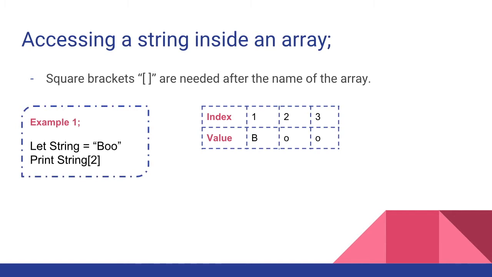So if every character becomes an element of an array, in this example of the string boo, the table will show what the array would look like. If the string is accessed as an array, the pseudocode would look like: let string equal, in quotation marks, boo, and then print string 2. This will result in the first lowercase o in boo being printed.